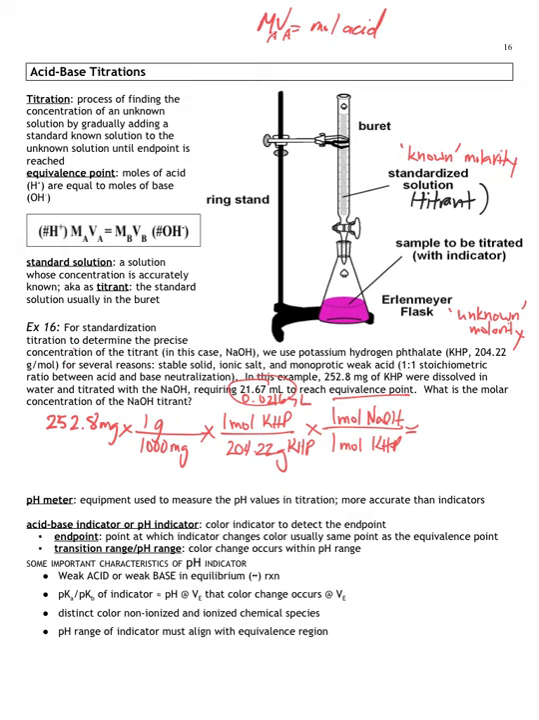I get a very small number, and this is 0.00123, like 8. I'm going to stop there in the moles. And it's moles of NaOH, okay? Now I'm going to divide that by the liters of NaOH, which is 0.02167 liters, and that will get me my concentration of NaOH.